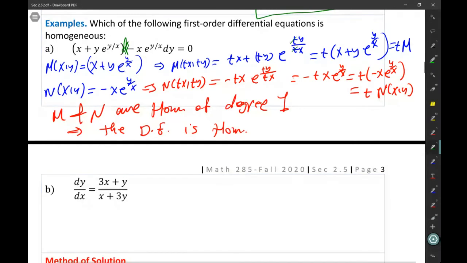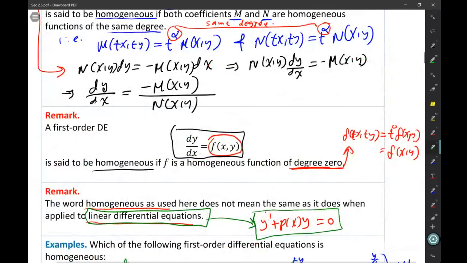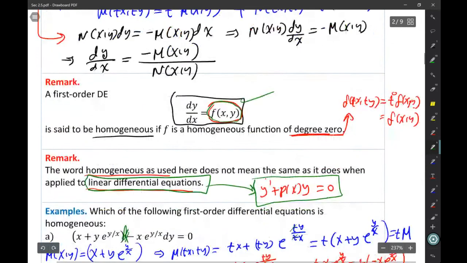Now, the second equation, dy/dx is equal to (3x plus y)/(x plus 3y). Here, this function is equal to f of xy. As I told you in this remark, to check such a type, whether it is homogeneous or not, you have to check the function f of xy. Is it homogeneous of degree 0 or not?